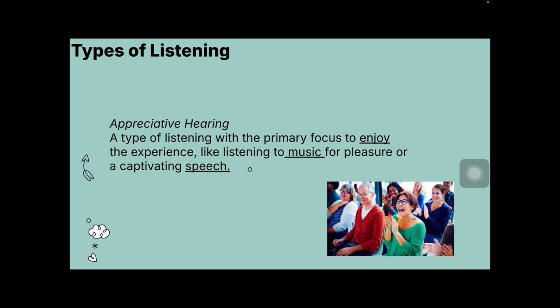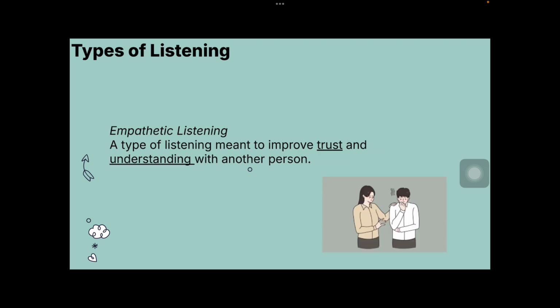You're probably much better listeners when it's something you're enjoying, like watching a YouTuber that you like, or watching a show. Empathetic listening is what you are probably developing more as teenagers, as friendships become more important. This is the type of listening specifically meant to improve trust and understanding with another person. You're truly trying to understand how they feel and make a connection with them.